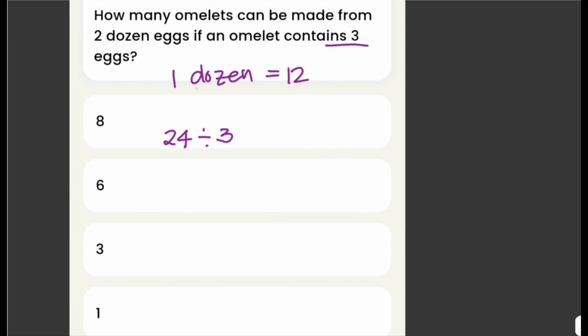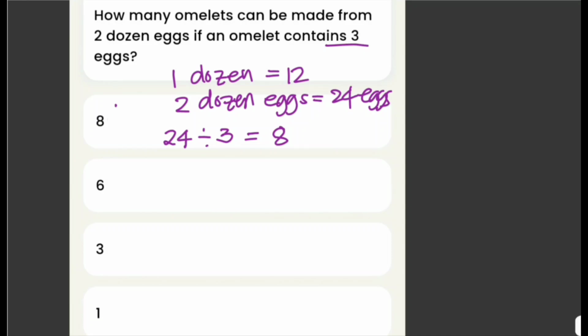So let me just note here, 2 dozen eggs has 24 eggs. So we just have to divide 24 by 3, and this would give us 8. Therefore, 8 omelets can be made from 2 dozen eggs. So the answer here is this one.